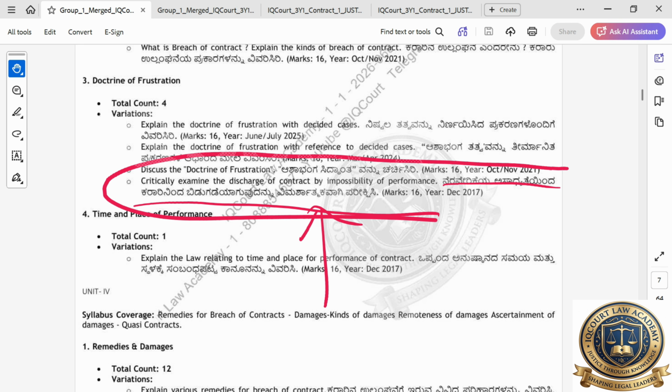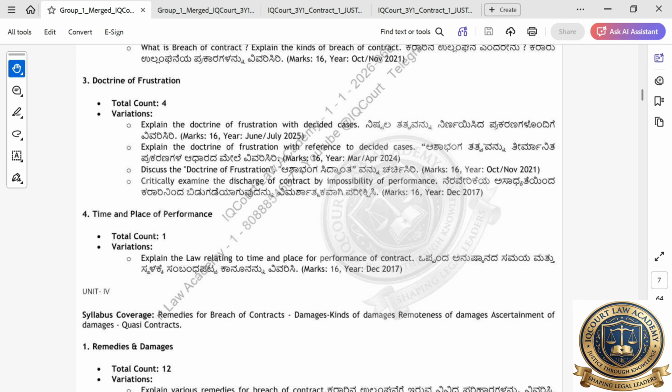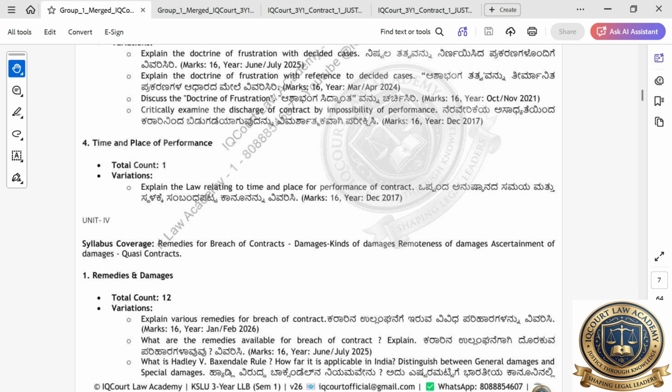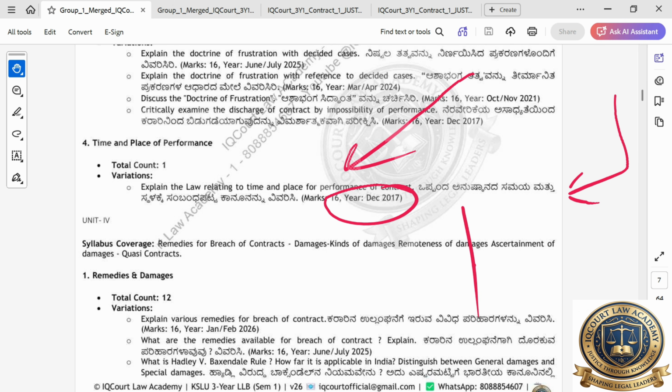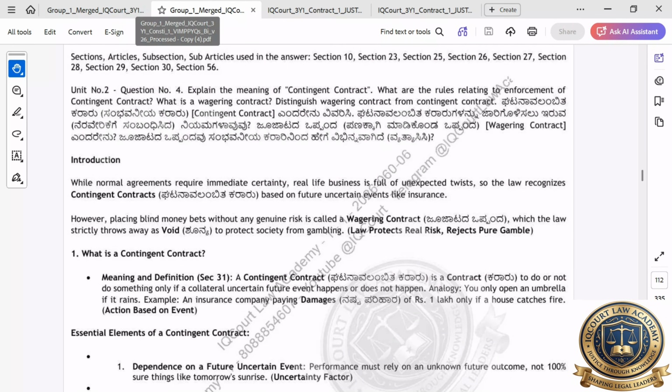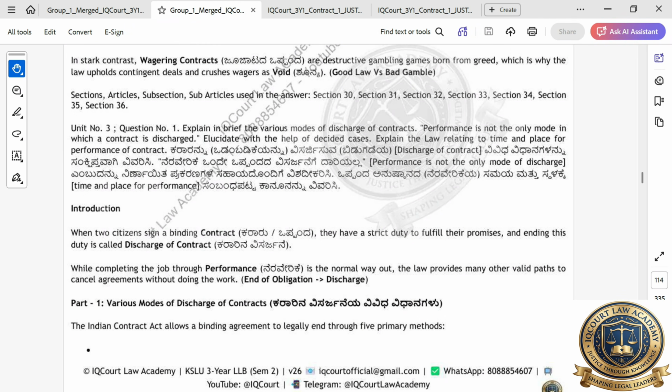If you want to make the question better, you will definitely ask like this only. You should understand the time and place of this: it was asked only one time, in 2017. But if you want to make the question really tough, then you will ask like this. Otherwise, this is only a 50%, 30% important question. You decide. Okay, I will go to the third unit.